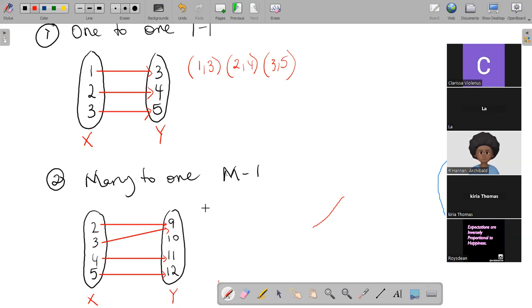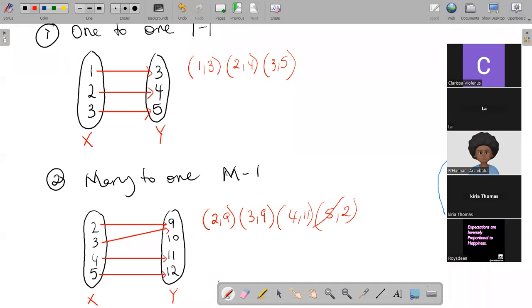So how do we write the ordered pairs? Let me see if you know. What's the first ordered pair? Because that's another thing I want to make sure y'all could do. What is the first ordered pair? Excellent. 2, 9. What's the second ordered pair? 3, 9. Isn't that true? Because 3 is also going to 9. And what's the other ones now? 4, 11. And then 5, 12.